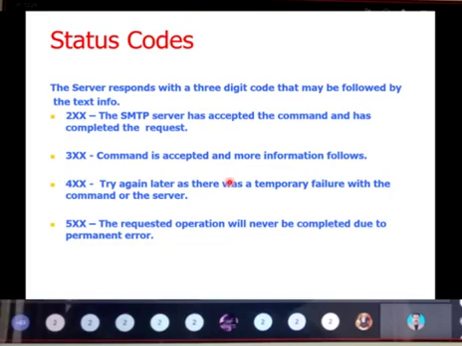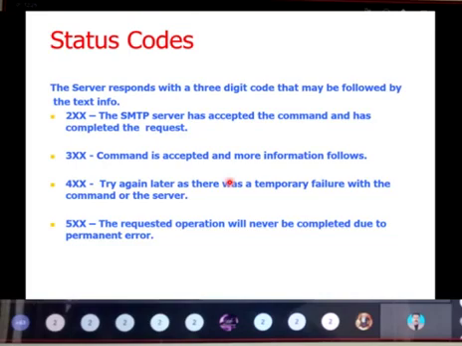So you can see here the status, that is 2xx. 2xx means the SMTP server has accepted the command. It intimates the message that the SMTP server has accepted the command and has completed the request. 3xx means the command is accepted and more information follows.